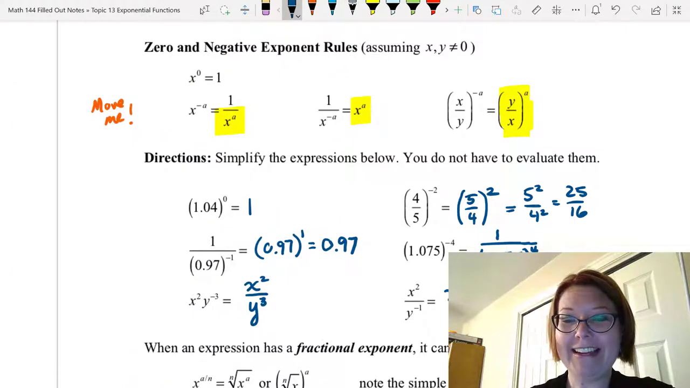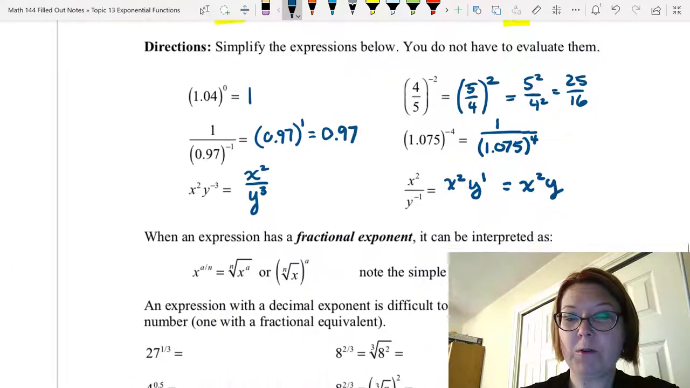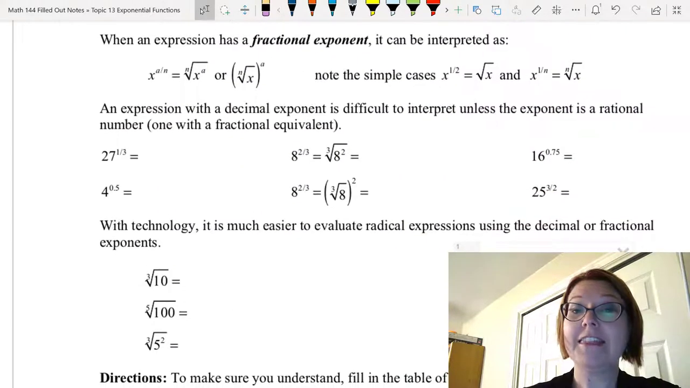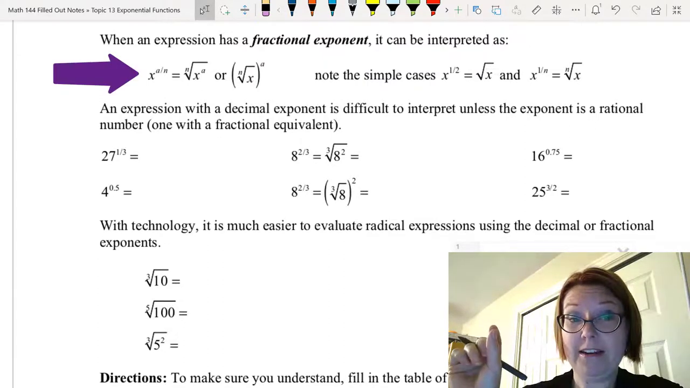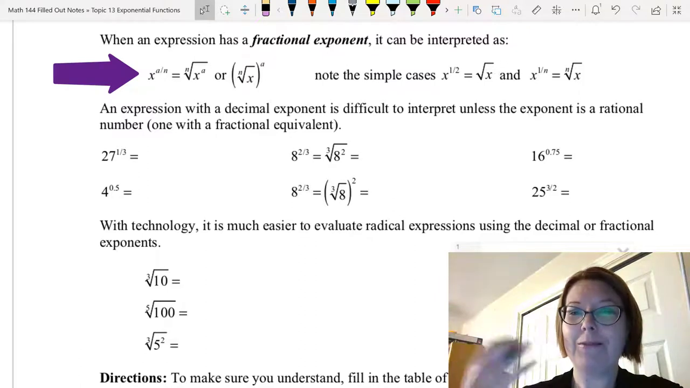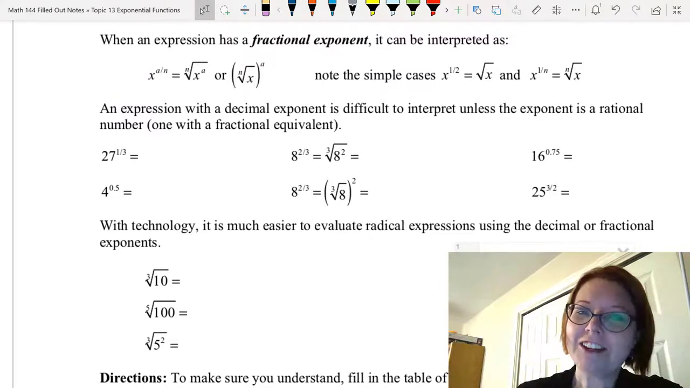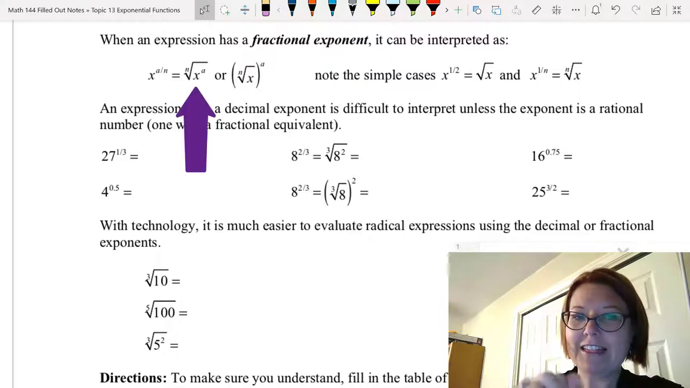Hopefully those went okay. We've got one more set of exponent rules to review here, and that is fractional exponents. When an expression has a fractional exponent, it can be written as x to the, and then all in the exponent, a divided by n. So that's the fraction we're talking about, the a divided by n. This can actually be interpreted as the nth root of x to the a.